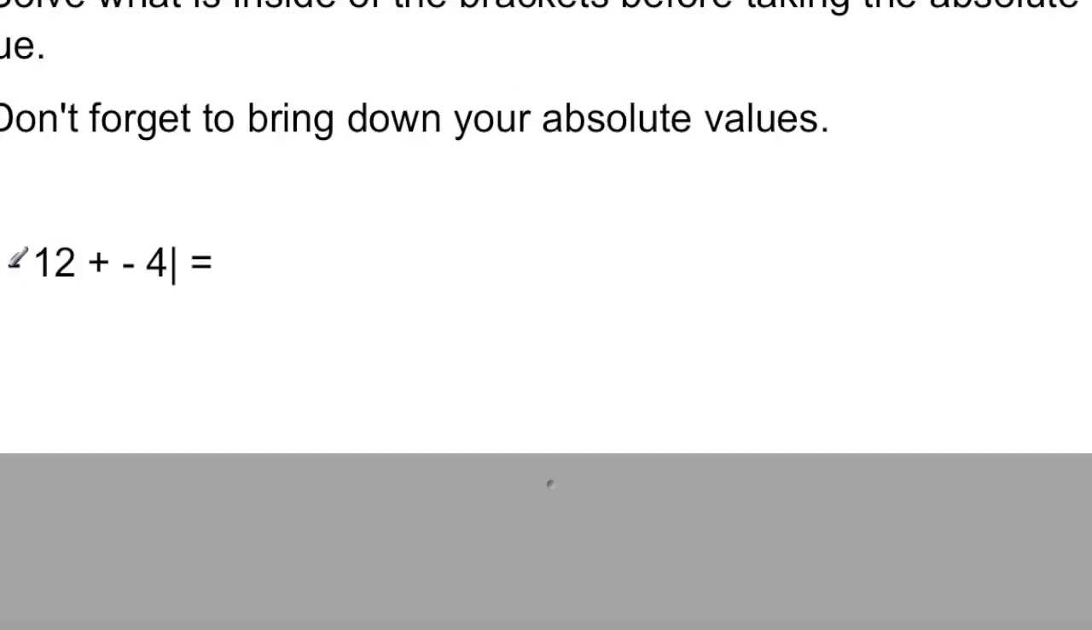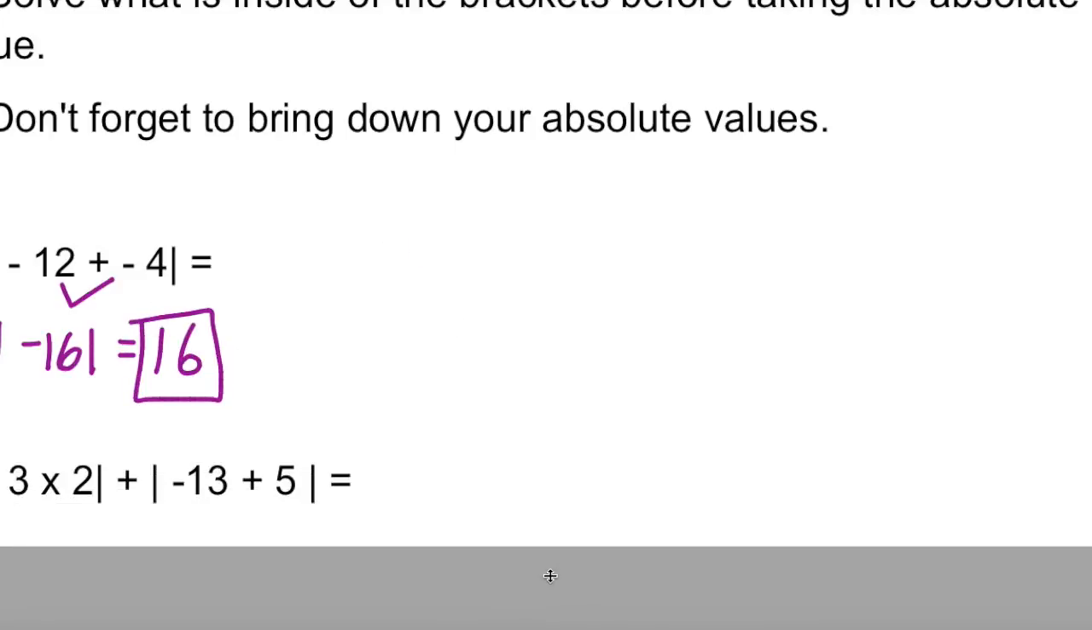So in the first problem, we have the absolute value of -12 plus -4. So what we're going to do is first we're going to solve on the inside. -12 plus -4 is going to give us a value of absolute value of -16. And then from here, this is just a simple absolute value. -16 is +16.